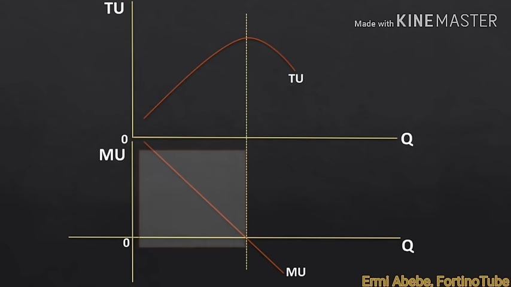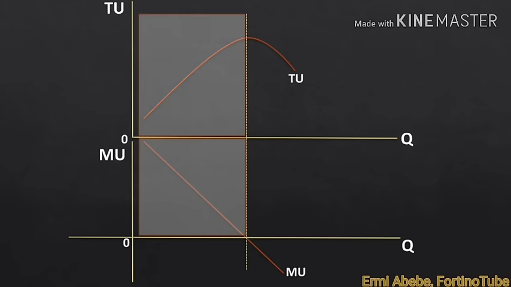So in detail, this area is where marginal utility is positive. In the discussion, what you have to underline is that marginal utility is the slope of total utility. So the slope of total utility, which is marginal utility, in this area is above zero, so it is positive. So, if it is positive, total utility shall be increasing. Total utility must be what? Increasing. Right?